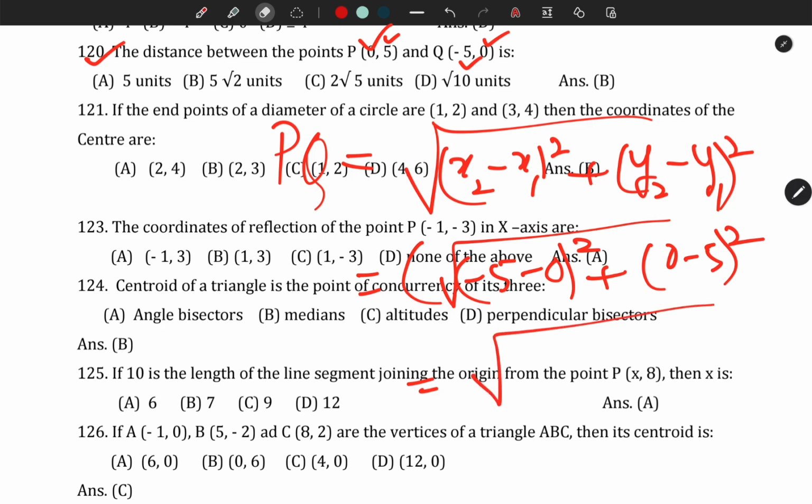So you'll get root over minus 5 minus 0 is minus 5 whole thing square, minus 5 square will be 25, plus minus 5 square will be 25. 25 plus 25 will be root 50, or 2 times 25. Root of 25 is 5, then square root of 2. So the correct option is 5 root 2 units.